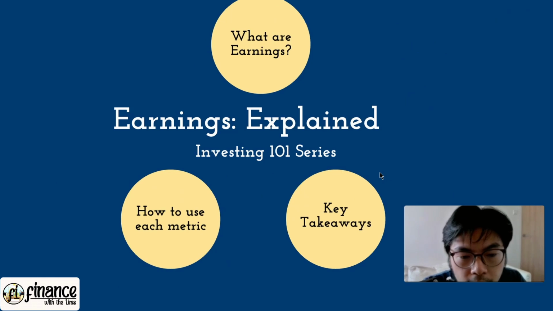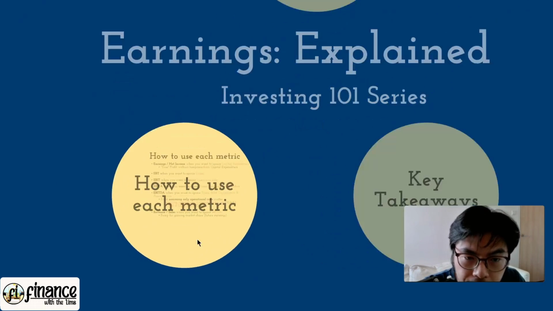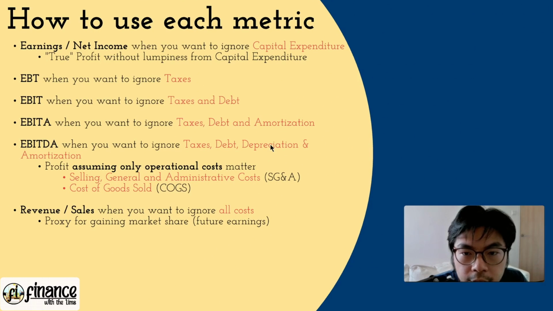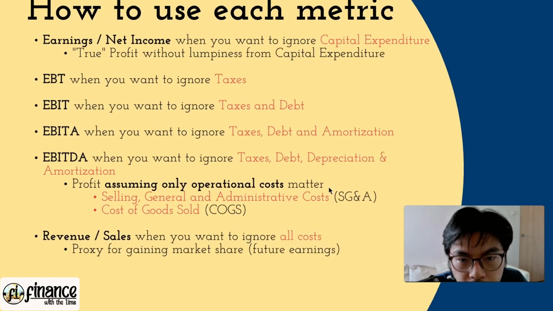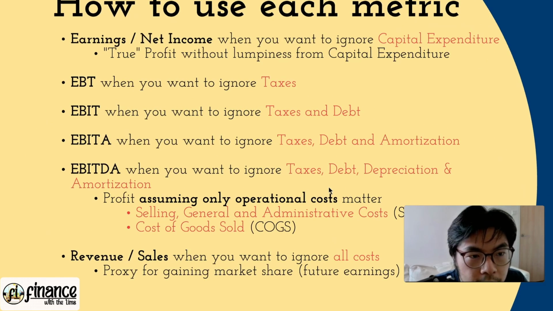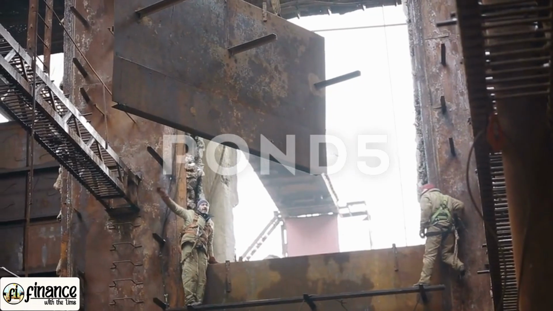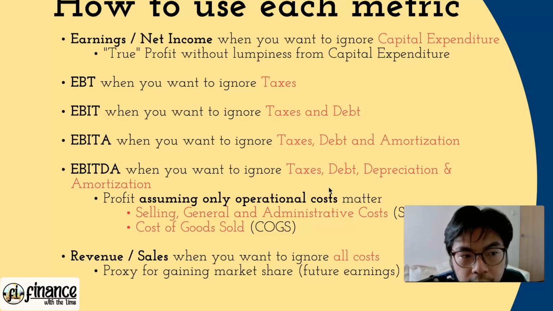Next, let's take a look at how each of these metrics are used. First, how is earnings and net income used? Earnings and net income is used when you want to ignore only capital expenditure. So this is the true profit of a company without lumpiness from capital expenditure. What does this mean? It means it ignores the capital expenditure such as building new factories and equipment. This can be a very large amount for certain industries such as oil and gas and mining companies.